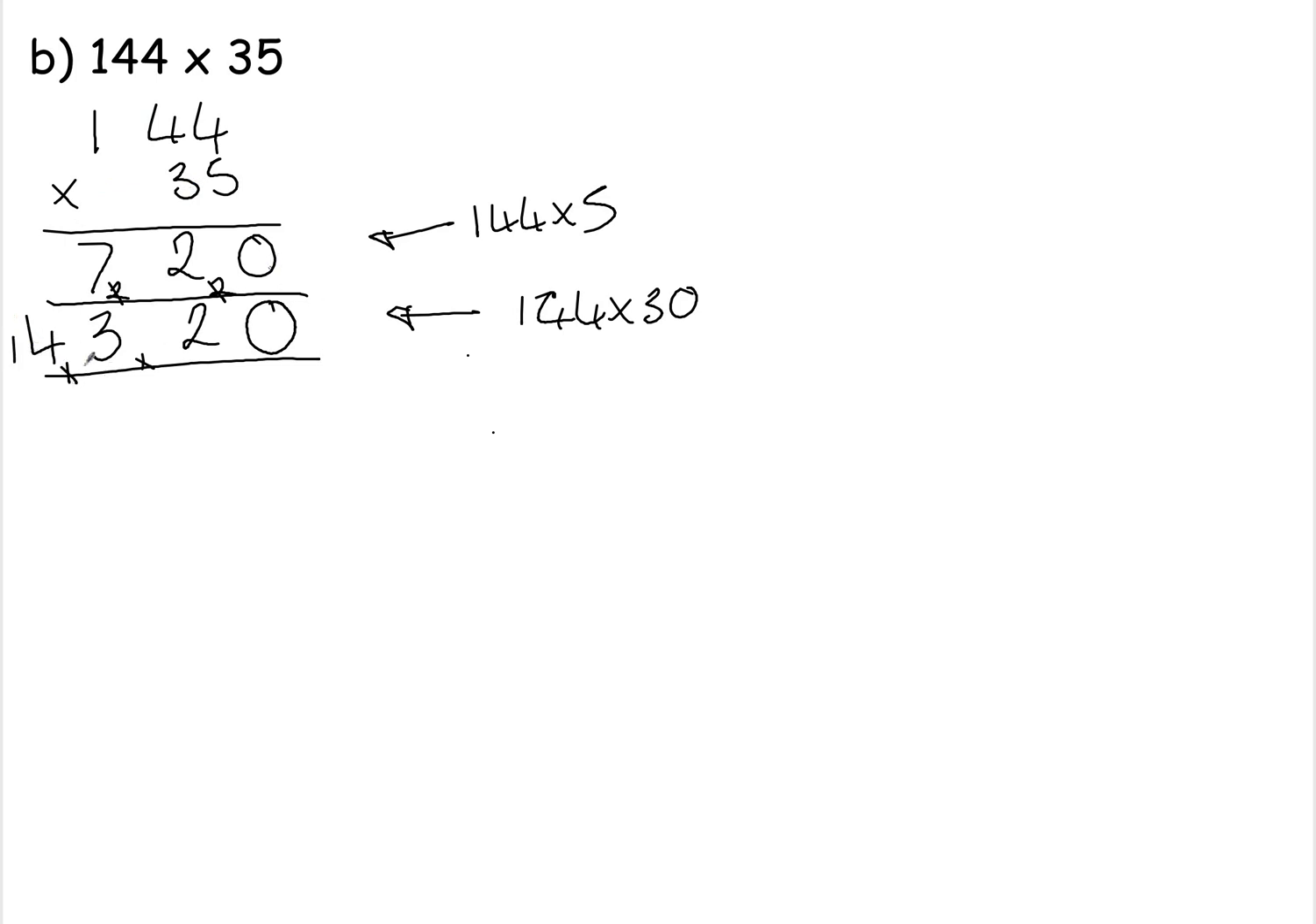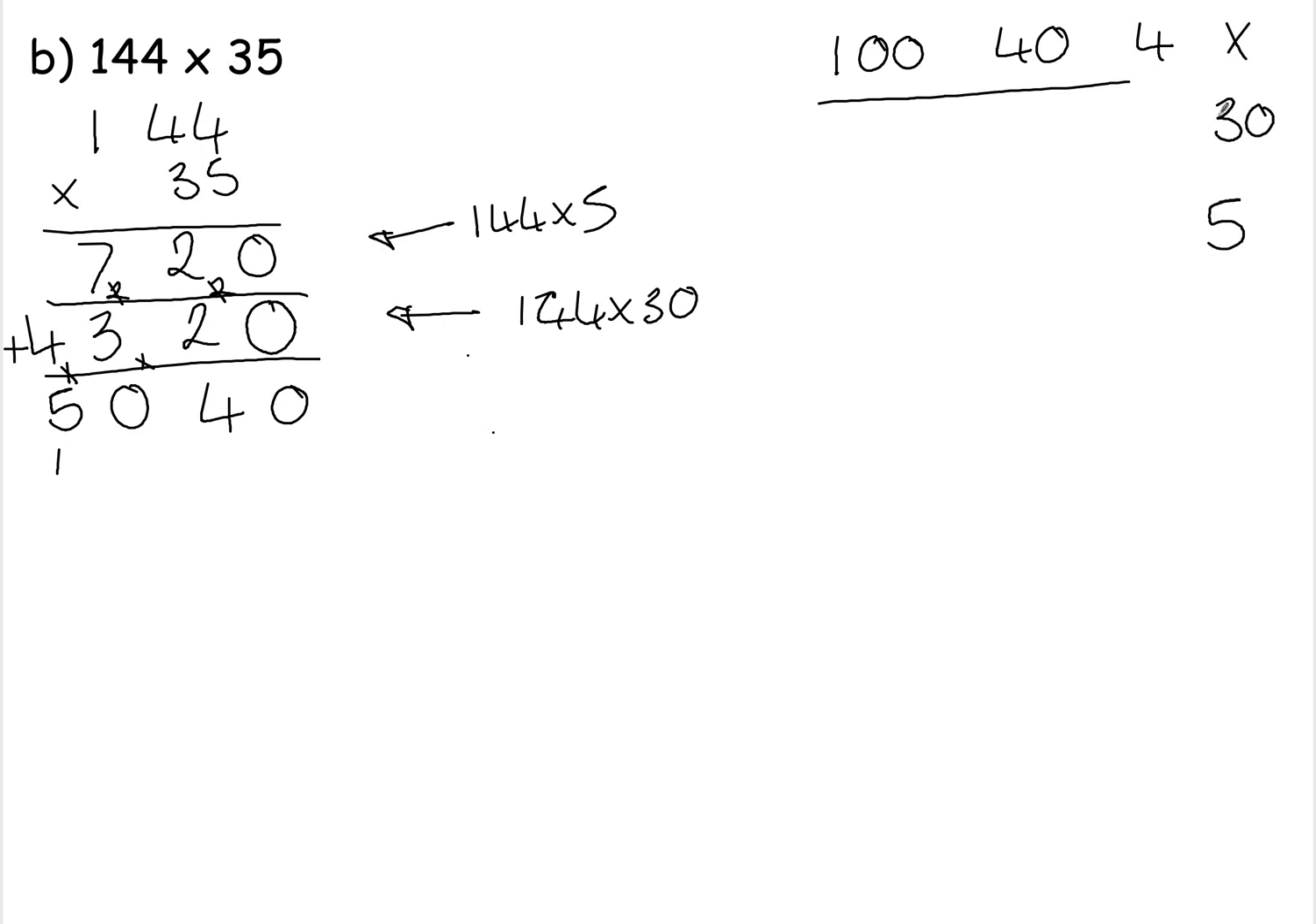Now adding these up. 0 add 0 is 0. 2 add 2 is 4. 7 add 3 is 10. 0 carry the 1. 4 add the 1 that's been carried is 5. So your answer to this question is 5040. Okay, box method. 144 multiplied by 35. Draw yourself a big box.